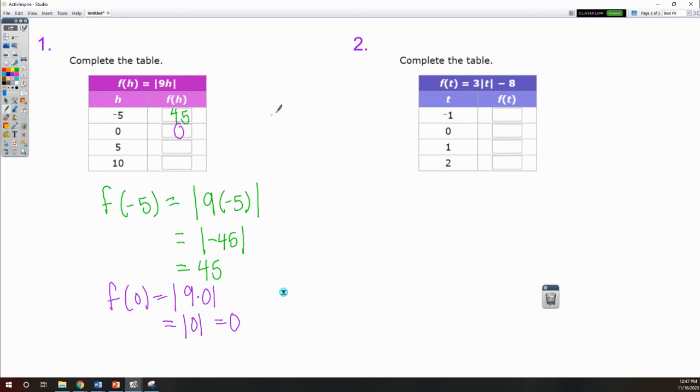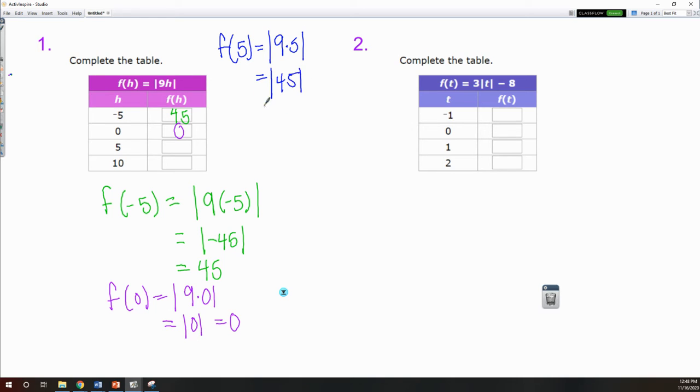Okay, now I'm going to evaluate for +5. F of +5 is the absolute value of 9 times 5. 9 times 5 we said was 45, and the absolute value of a positive number stays positive. And last, I'm substituting in a 10. So absolute value of 9 times 10 is 90. Absolute value of 90 stays positive and is still 90.